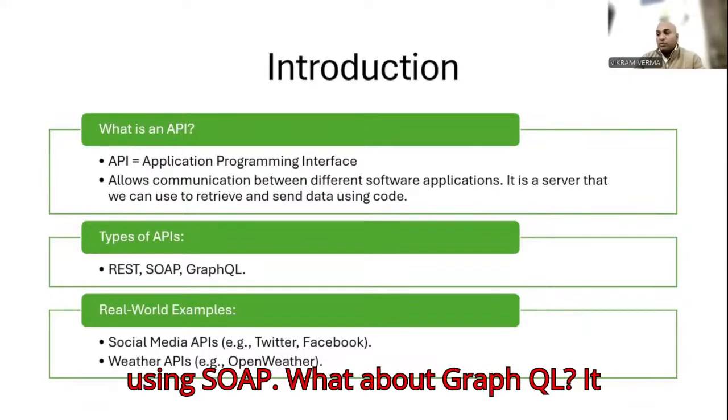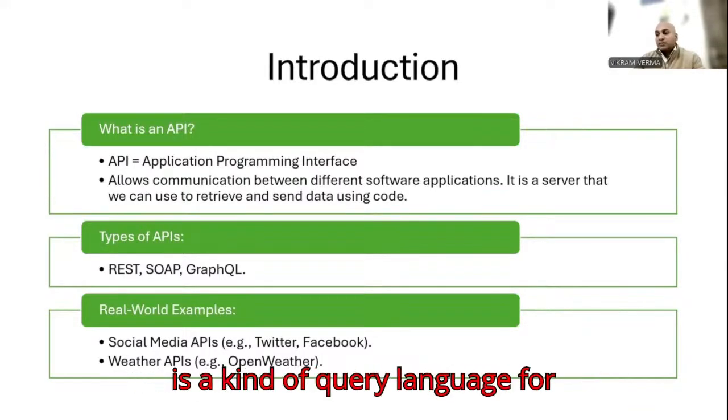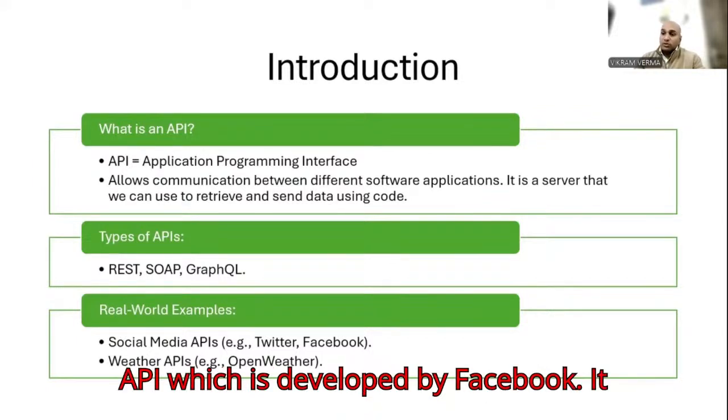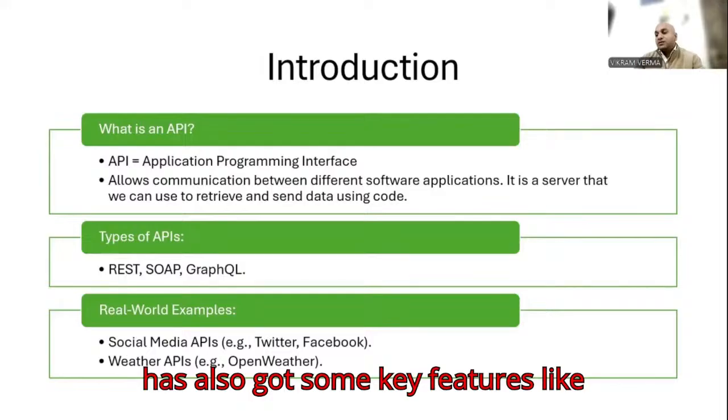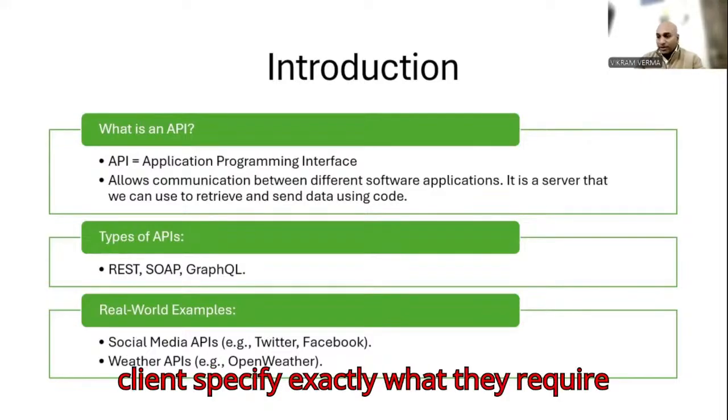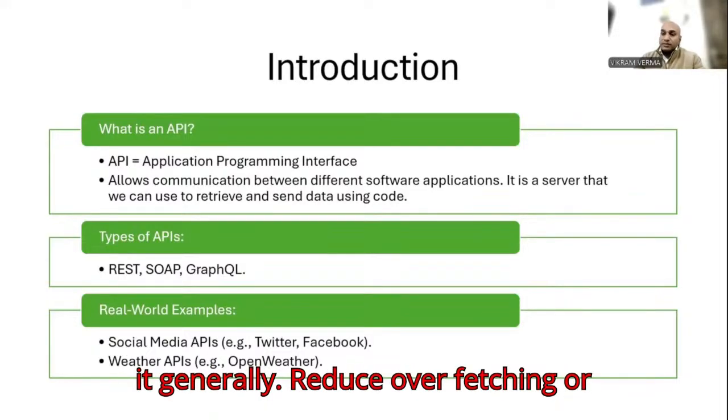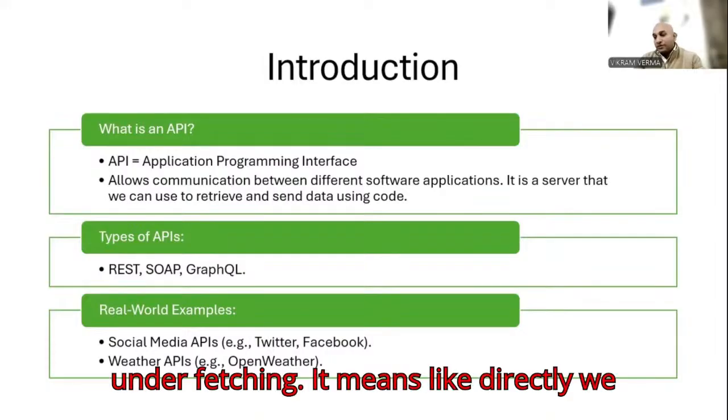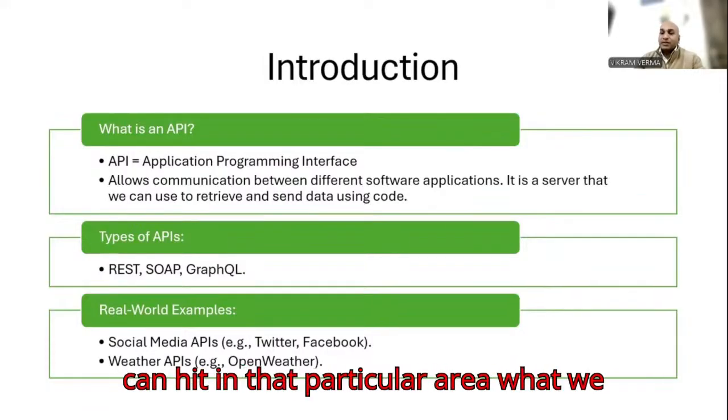What about GraphQL? It is a kind of query language for API, which was developed by Facebook. It has also got some key features, like the client specifies exactly what they require. It generally reduces over-fetching or under-fetching. It means we can directly hit that particular area that the client actually specifies.